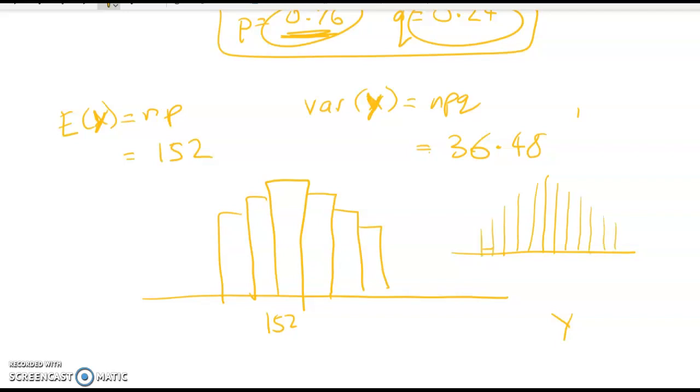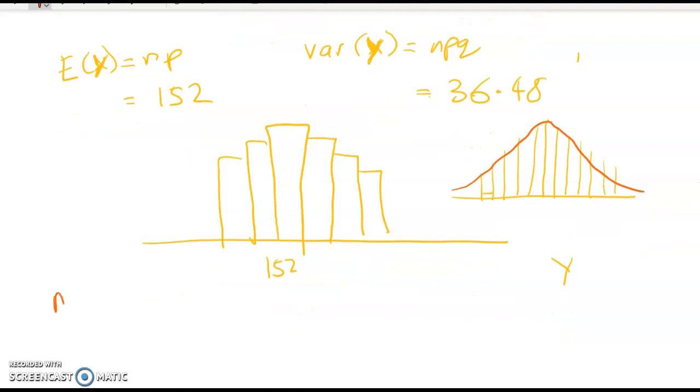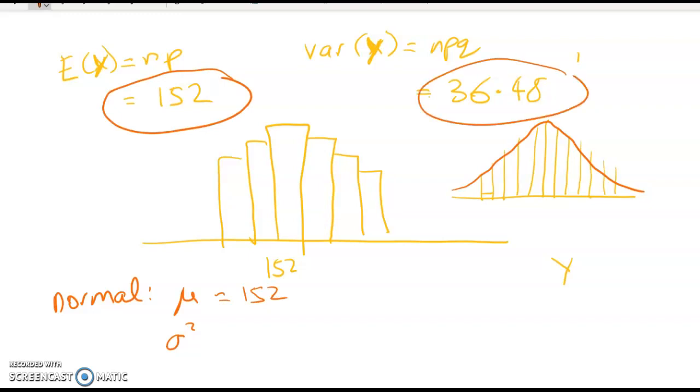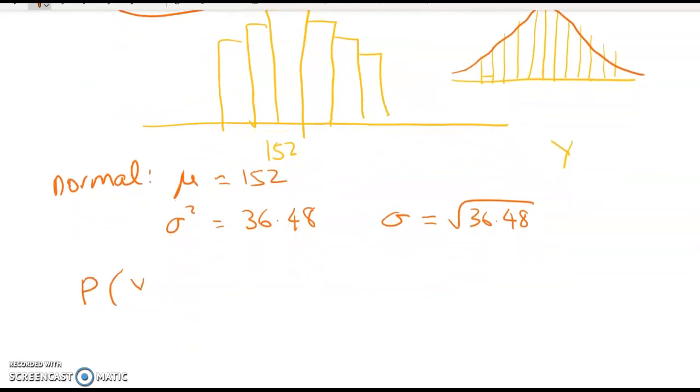So if you think about sitting the normal curve on top of this, the way we're going to solve this problem is we're going to do a little bit of an adjustment. We're going to use the normal distribution, and for that we need a mu and a sigma squared. The mean is going to be 152, and the variance is going to be my binomial variance, 36.48. So my standard deviation will be the square root of that. So we might think that we're going to find the probability that Y is greater than 155.